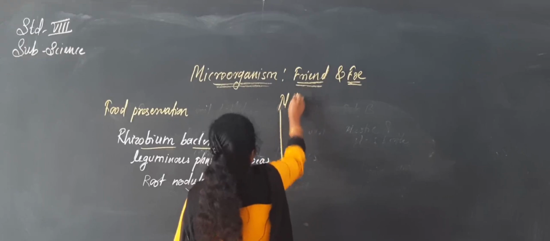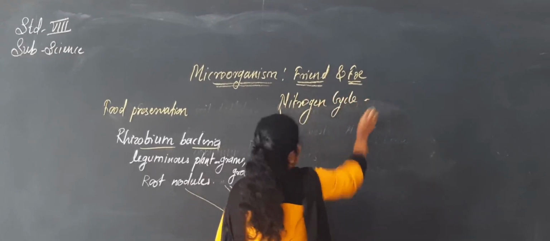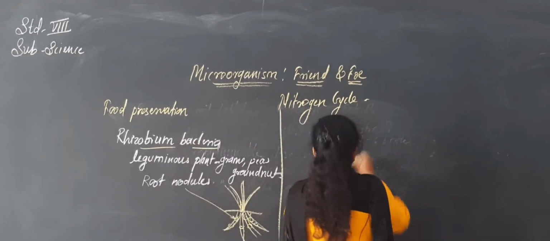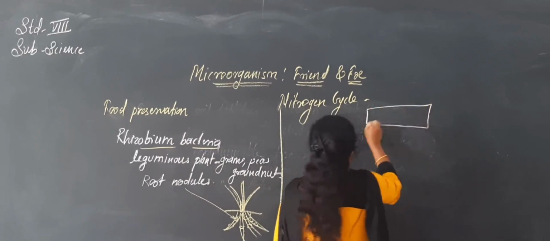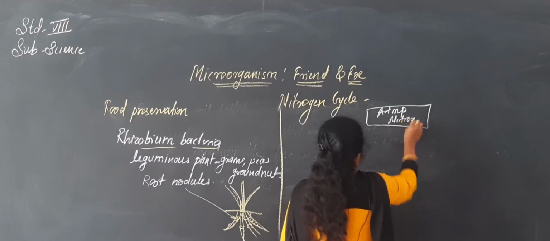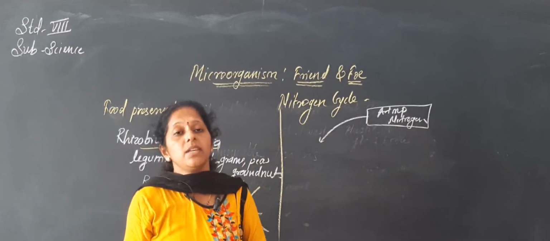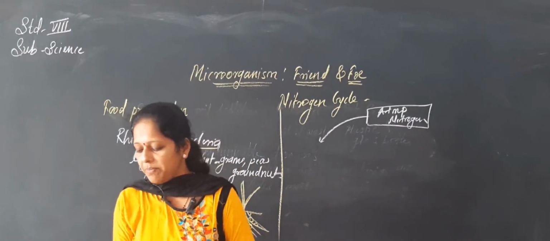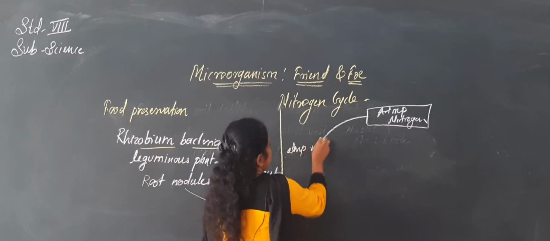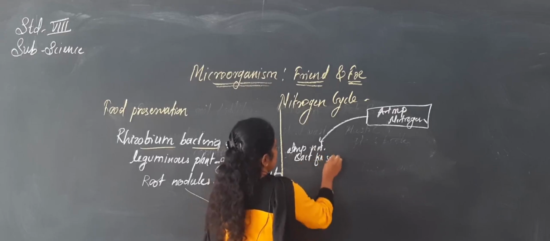So nitrogen cycle is there. By that we are going to understand. Here in the nitrogen cycle, you know that there is atmospheric nitrogen, about 78% of the atmosphere. The nitrogen is fixed in the soil with the help of nitrogen-fixing bacteria, that is, atmospheric nitrogen is fixed in the soil by bacteria.